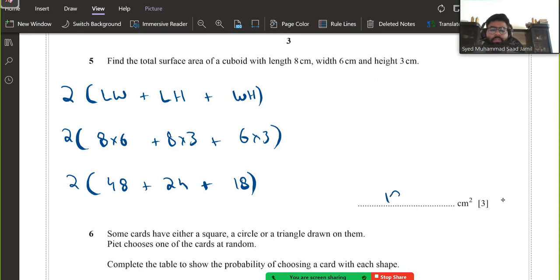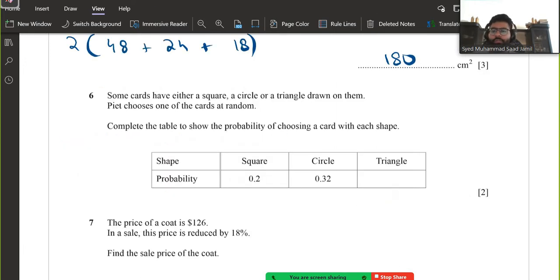180 centimeters squared. Moving on to question number 6, it says some cards have either a square, a circle, or a triangle drawn on them. Pete chooses one of the cards at random. Complete the table to show the probability of choosing a card with each shape. Simply write down X over here, and the total probability is always 1.